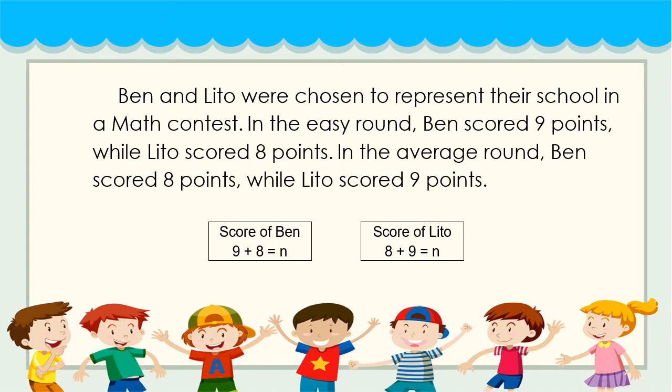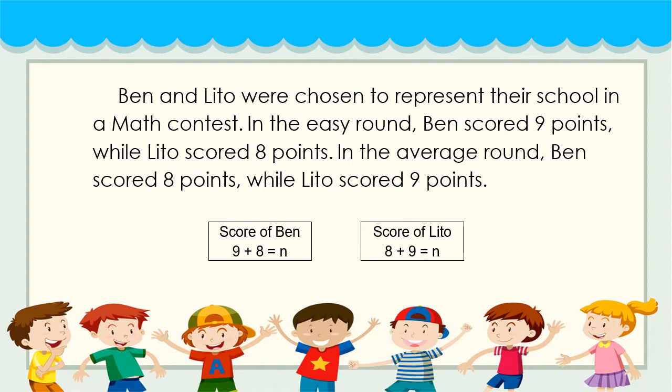Ben and Lito were chosen to represent their school in a math contest. In the easy round, Ben scored 9 points, while Lito scored 8 points. In the average round, Ben scored 8 points while Lito scored 9 points. The score of Ben is 9 and 8. The number sentence is 9 plus 8 equals n.